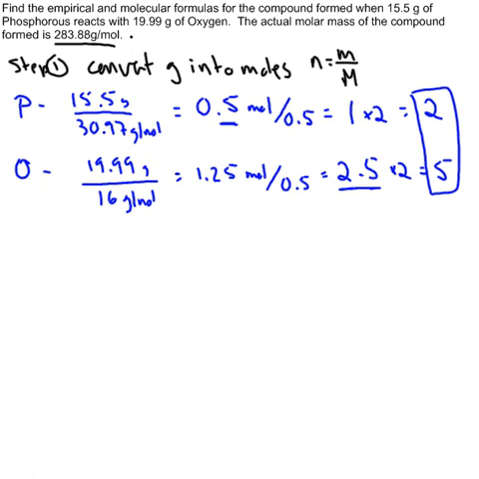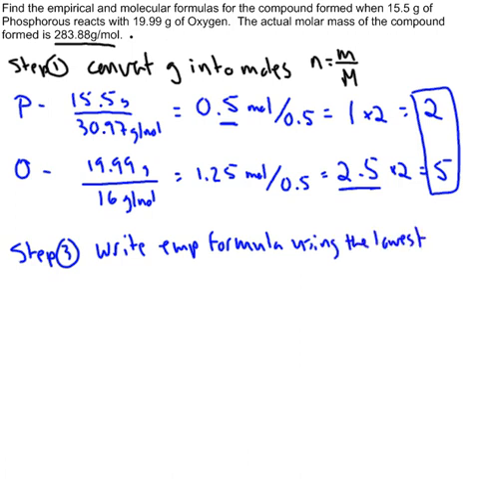So that would be step 2. Step 3 is now just write the empirical formula using the lowest whole number ratio. So our empirical formula is P2O5. If that was the end of the question, you'd be done. If it just says, what's the empirical formula for this compound when you react these two things together, you would be finished. Note we didn't use the actual molar mass of the compound yet, because that comes into play when we want to find the actual molecular formula for this compound.